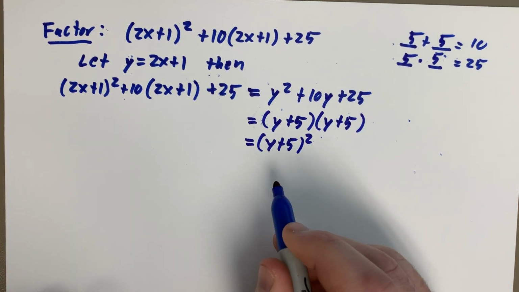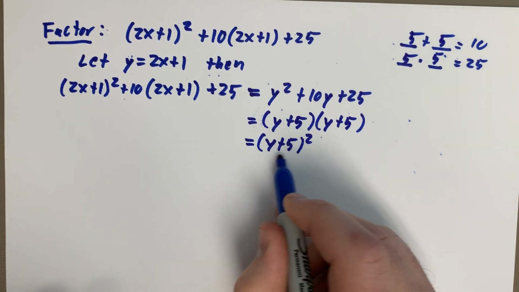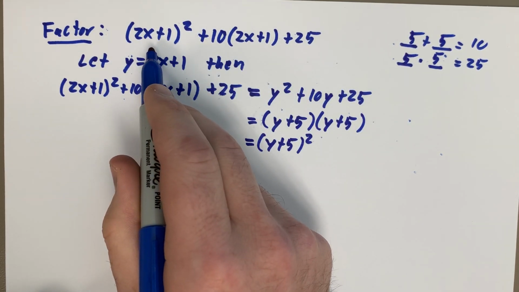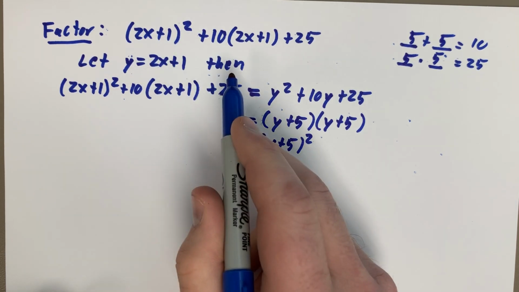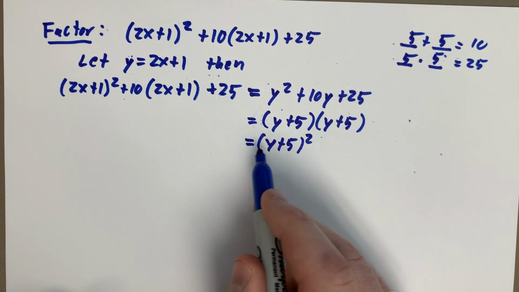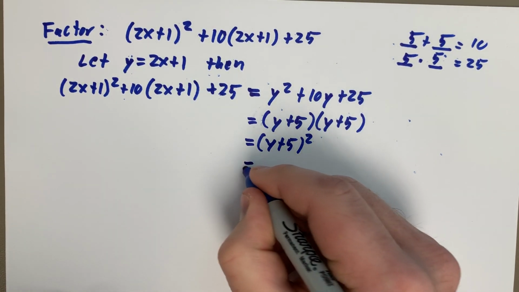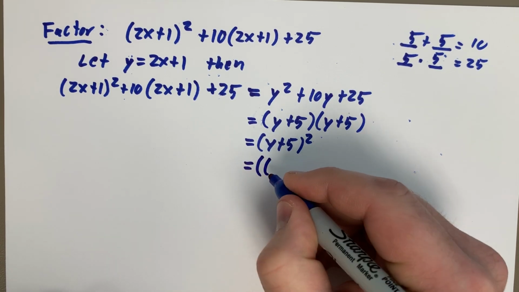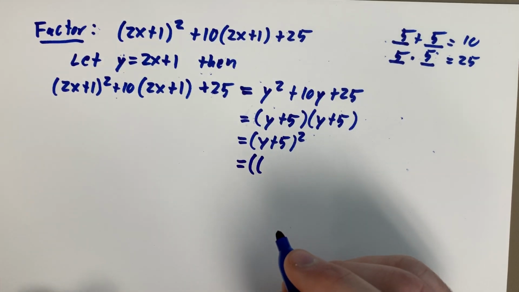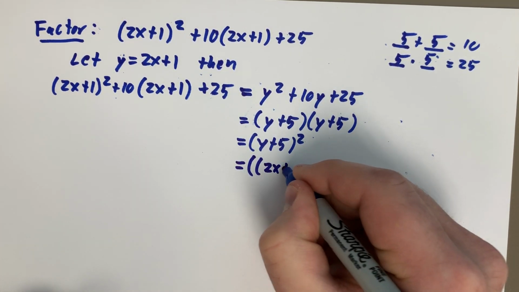Okay. As usual, you might think you're done here. We're not, because this is in terms of y. We had something up here in terms of x. So ideally, we want to resubstitute our original substitution here. So every place we see y, we're going to replace it with the 2x + 1. I like to leave things in parentheses whenever I substitute. It keeps things accurate and makes you less prone to making mistakes. So I'll keep this in parentheses when I substitute.